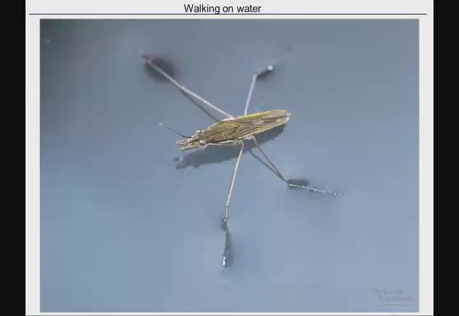This also leads to surface tension, right? Because the water molecules are hanging together, they actually can support, in this case, a water walker, like a water skimmer, an insect. Okay, so that's a very real characteristic of water, that it is cohesive.